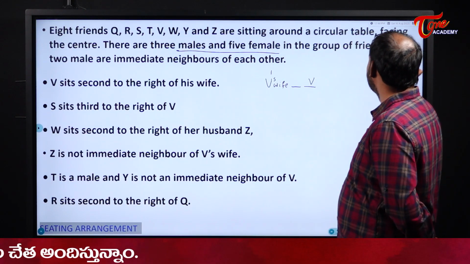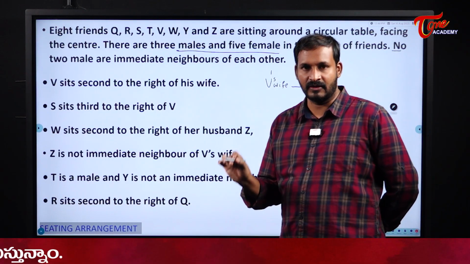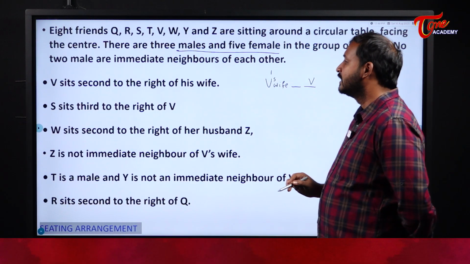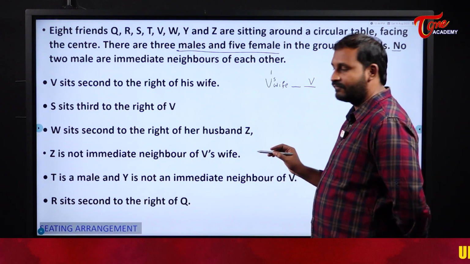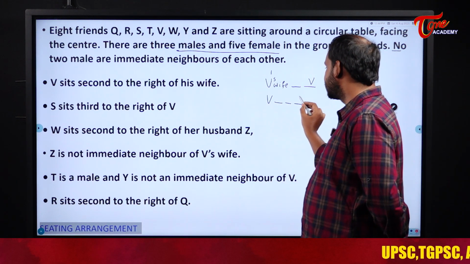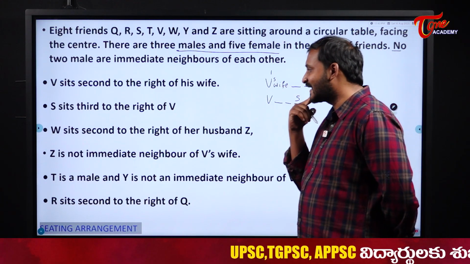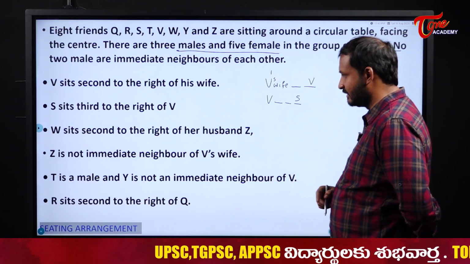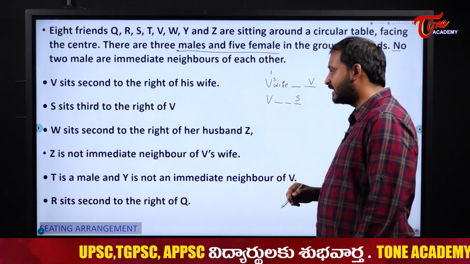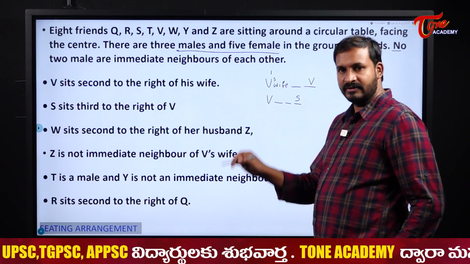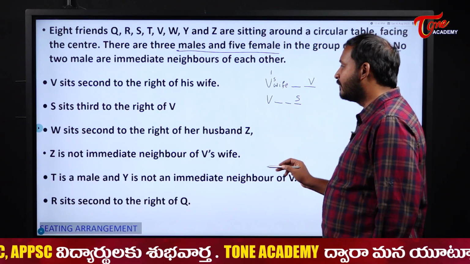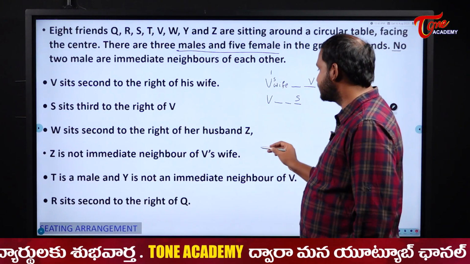And they told that no 2 males are immediate neighbors of each other. That is also very, very important. S sits third to the right of V. Okay. Next, W sits second to the right of her husband Z. So, W and Z are couples, and W is female, Z is male.